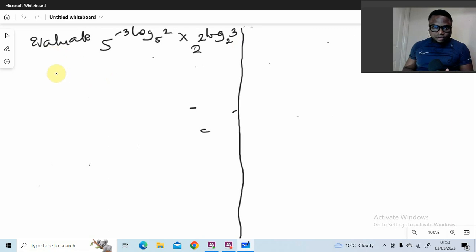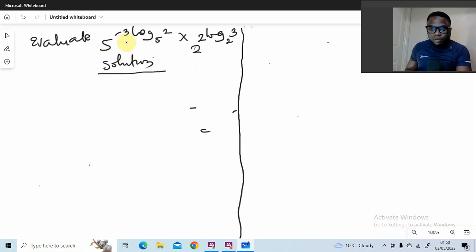It says, evaluate 5 raised to the power of minus 3 log 5 raised to the power of 2, multiplied by 2 exponent 2 log 2 raised to the power of 3. I'm going to write the solution. So for me to evaluate this expression, I'm going to look at the first expression first before looking at the second one. So looking at the first one, I'll bring down this expression.